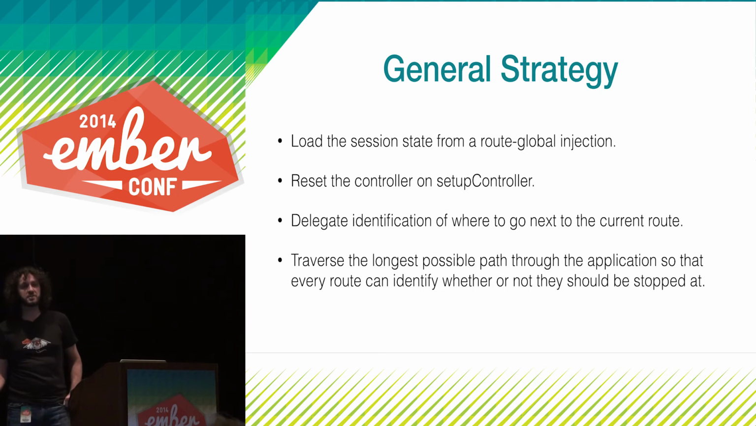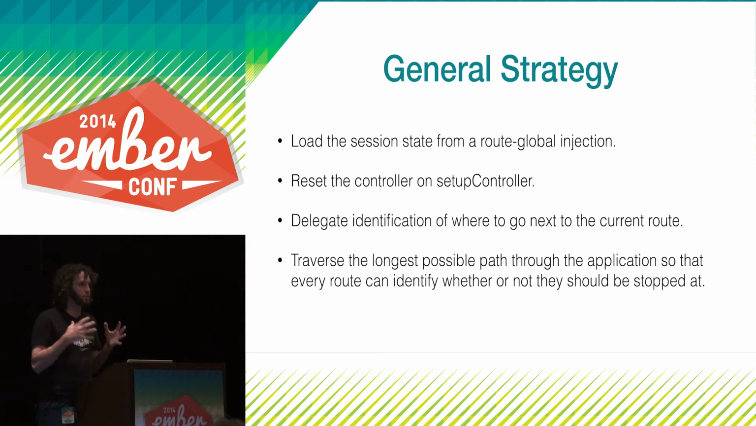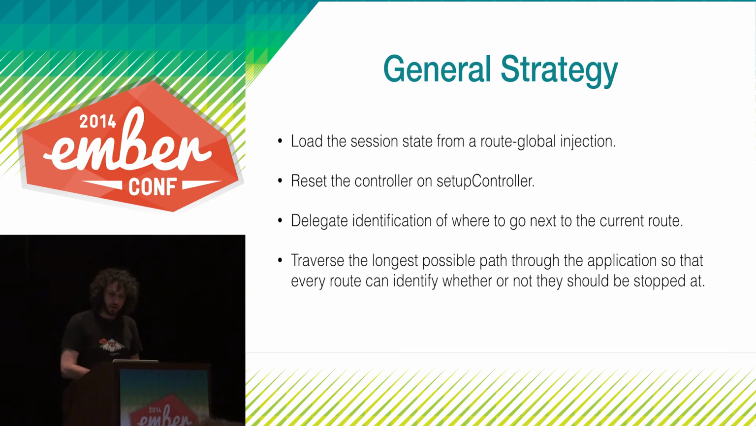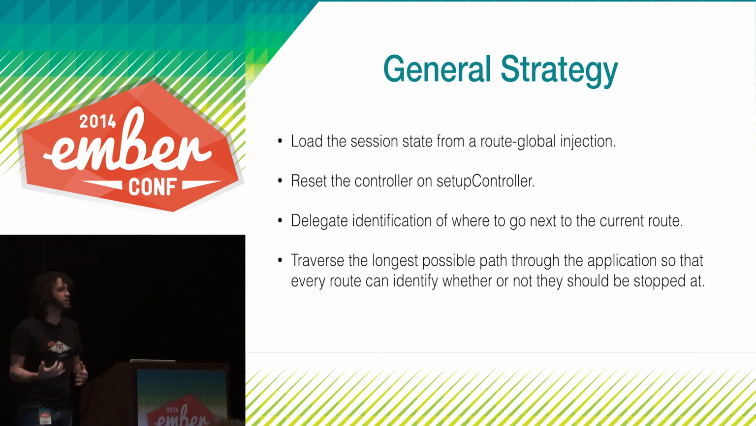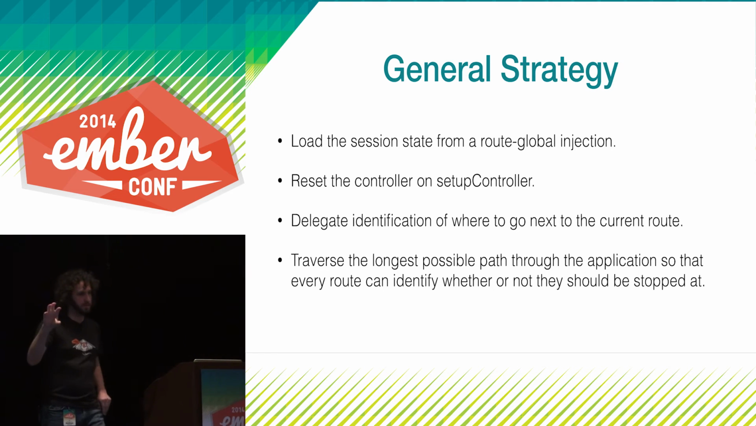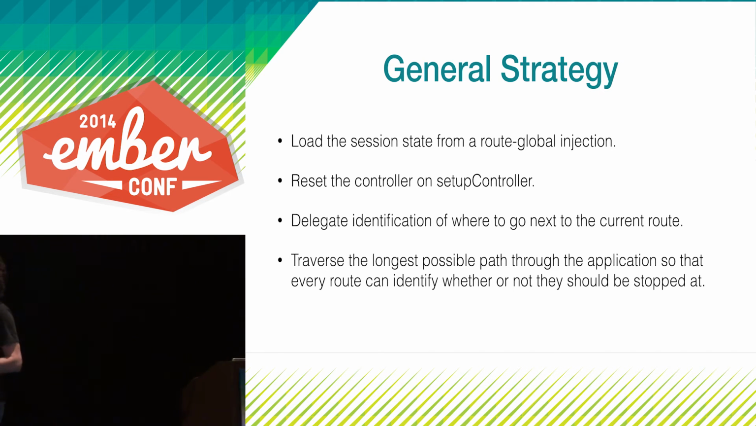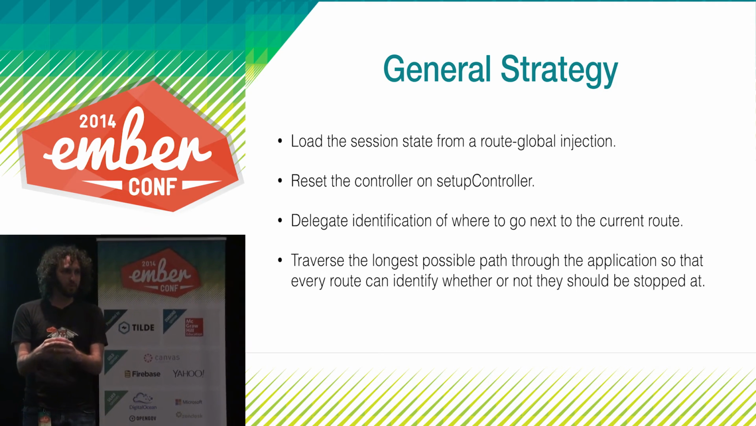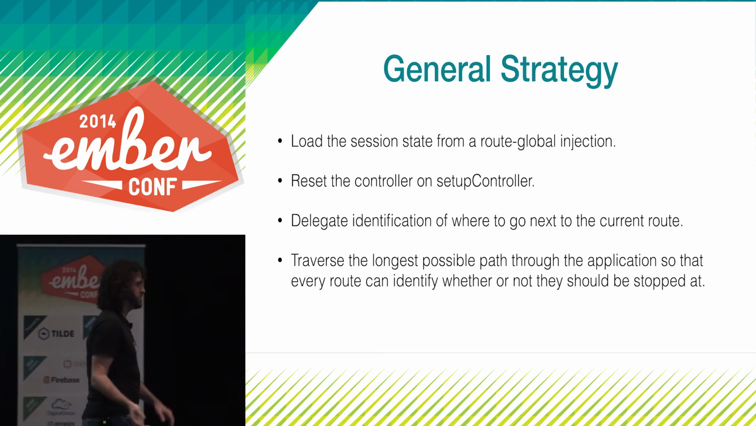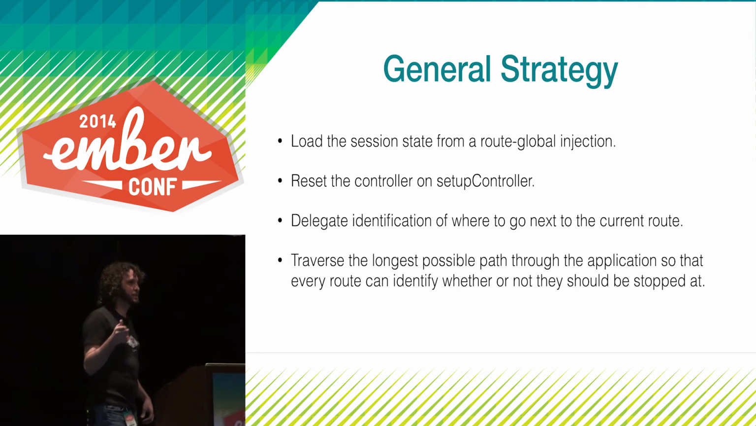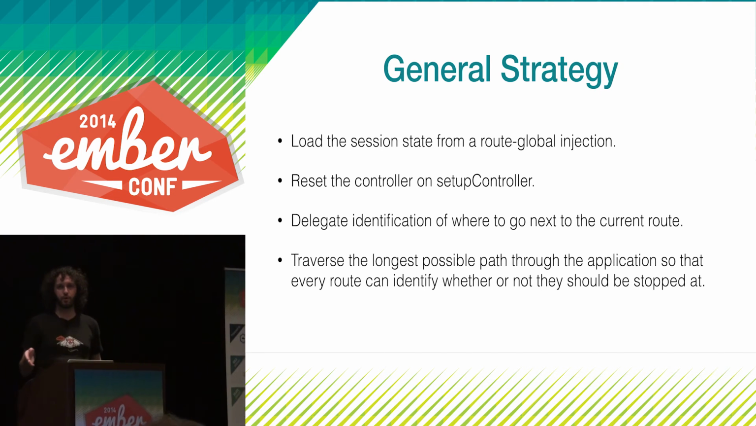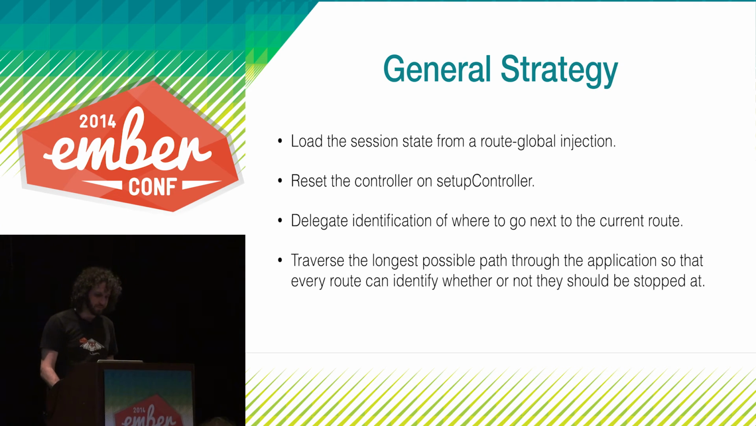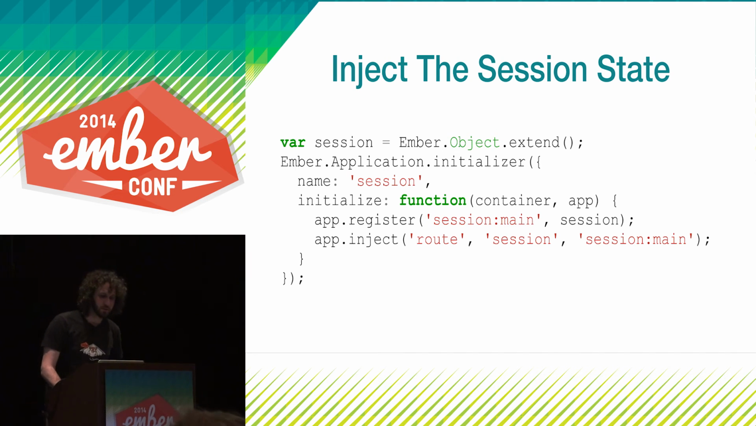So you load the session state. Your general strategy is you want to load the session state from a route global injection. You want to reset the controller, if necessary, on setup controller. You want to delegate the identification of where you're going to go next to the route that you are currently on. You want to traverse the longest possible route so that when you actually are at a particular route, you know you've visited every single possibility. Once you've visited every single possibility, then you can say, for sure, that I went on the correct path through my flow. So it's a visit every node as part of the actual process. That's wasteful and slow. But it works. And so here's how you would do that.